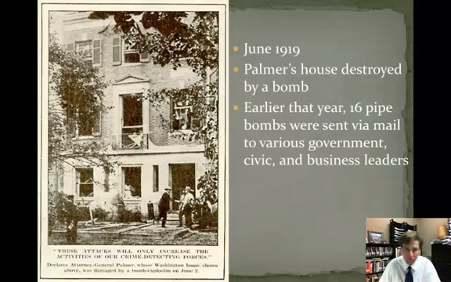So, for example, in June of 1919, Palmer's house was destroyed by a bomb. And earlier in that year, 16 pipe bombs were sent via mail to various government, civic, and business leaders. So there was some violence. There was a threat of violence. These anarchists, these communists, were threatening to disrupt the government and to kill people.